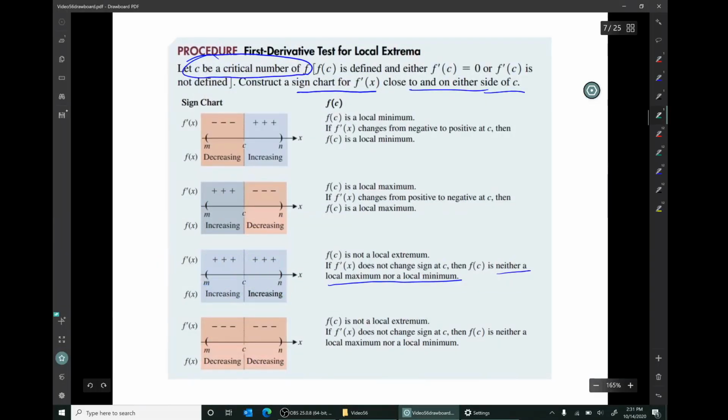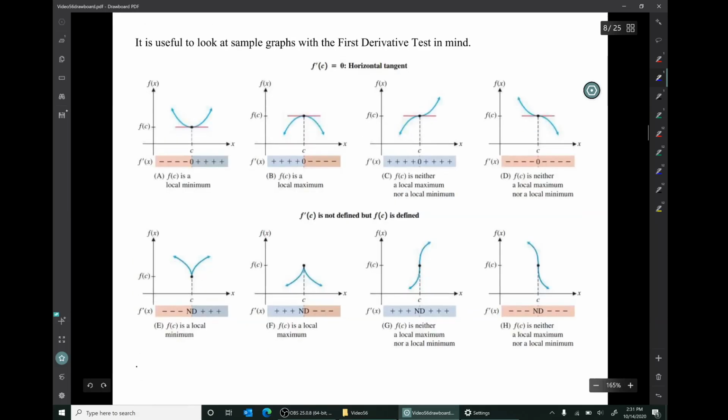And similarly, if the first derivative has this signature, the first derivative is negative to the left of c and negative again to the right of c, that means f of x is decreasing to the left of c and decreasing again to the right of x equals c, then again, in that case, there is neither a local max nor a local min at x equals c. So with that in mind, let's look at some sample graphs.